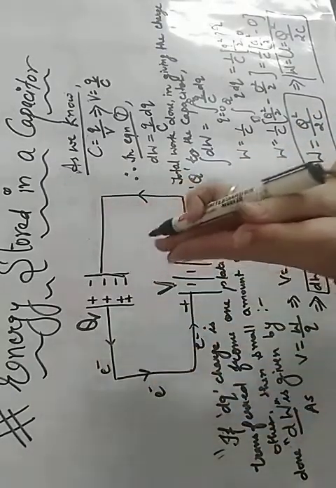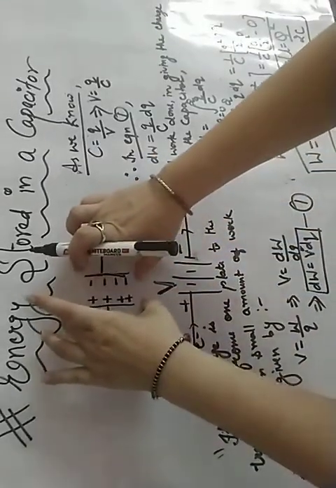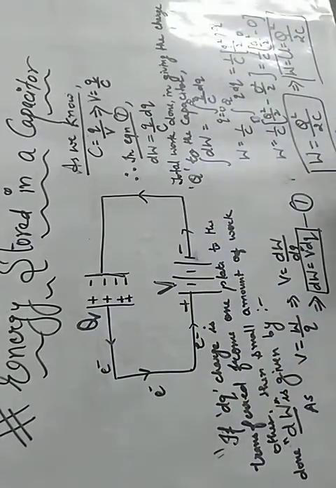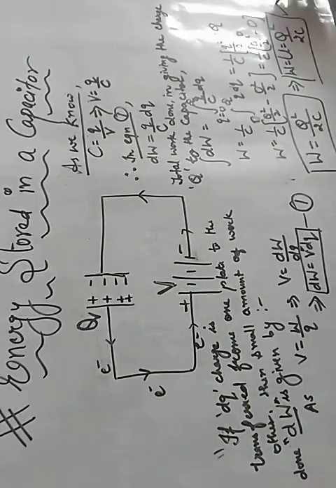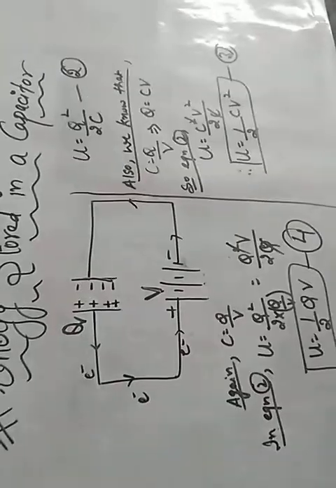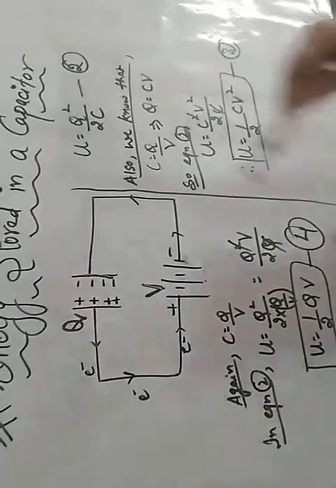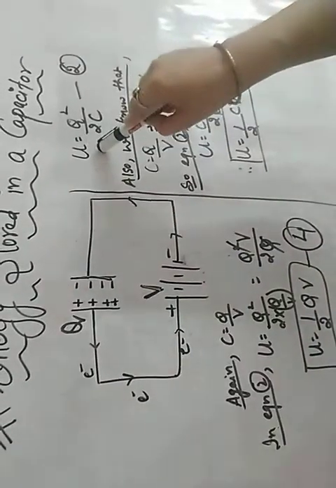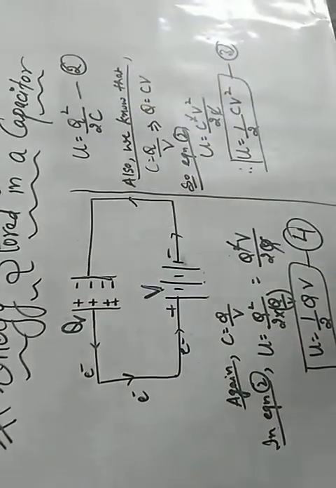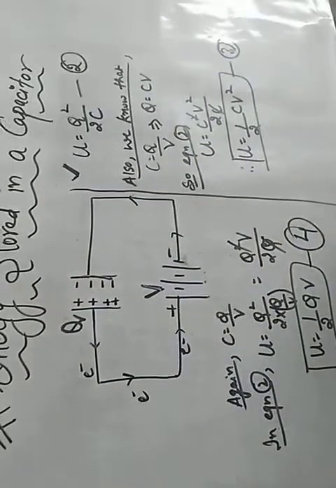This work done in moving charges from one plate to another is stored in the capacitor in the form of potential energy. That is why we write W, the work done, is equal to potential energy U equals Q square upon 2C. Now we have derived the formula for potential energy stored in a capacitor to be U equals Q square upon 2C.